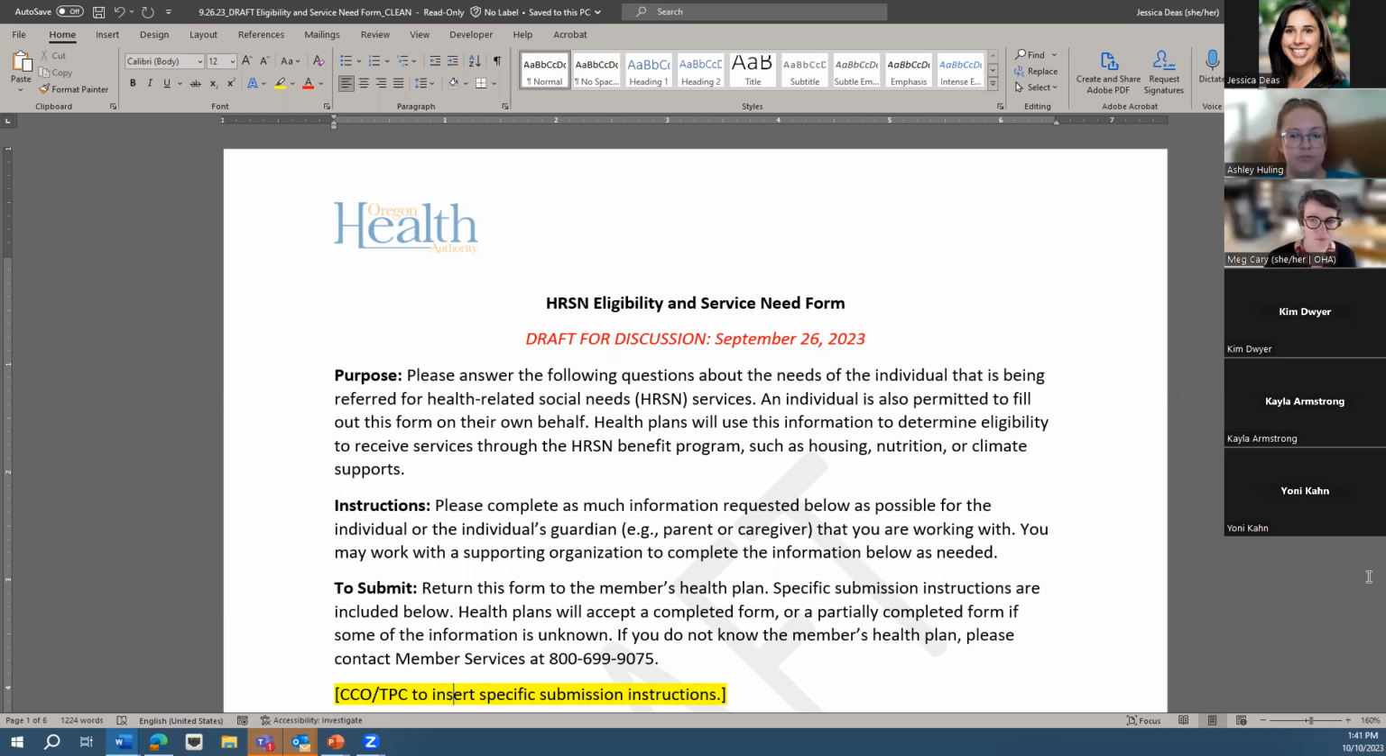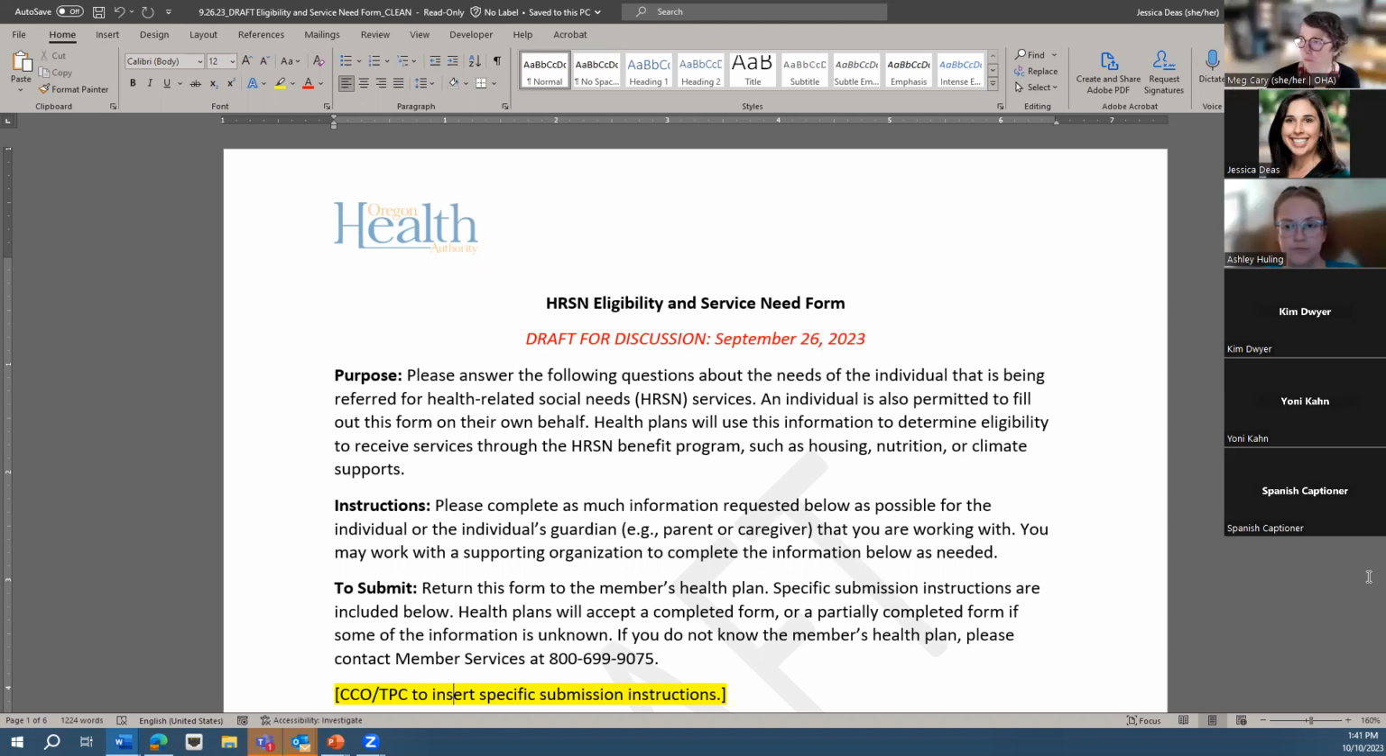First off, we have the HRSN eligibility and service need form. The red text is just so that we know which version of this document we're looking at and that we're keeping version control for ourselves and for you all. And I'm going to point us towards the purpose. Oh, actually, I'm going to pause and see if Meg has something.